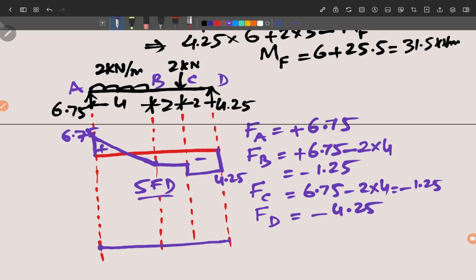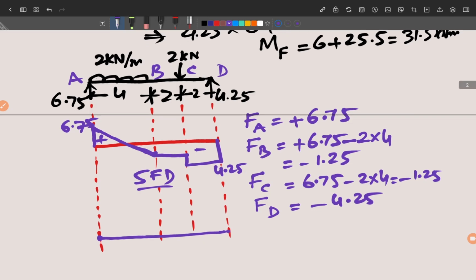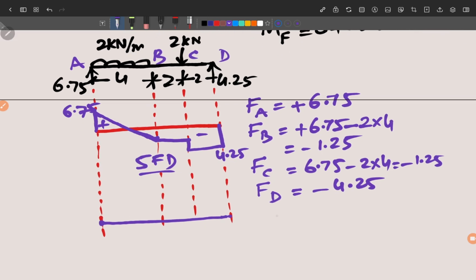Similarly at D the bending moment is equal to 0. There is no force on the right hand side of D. So at A and D we know the values of this bending moment. Now we can calculate the moment at B. Okay, moment at B. Now look at the left hand side of B.